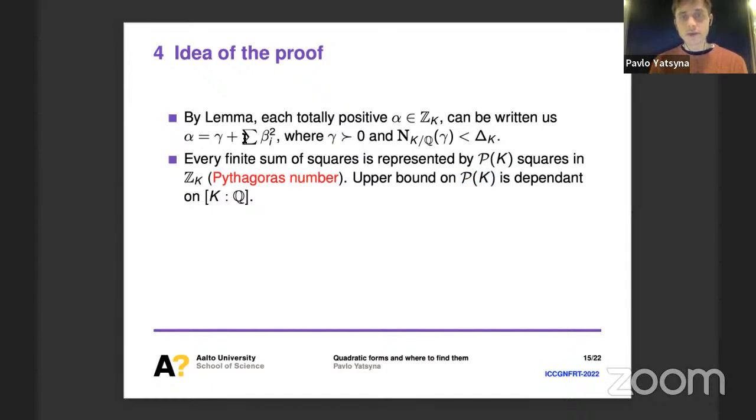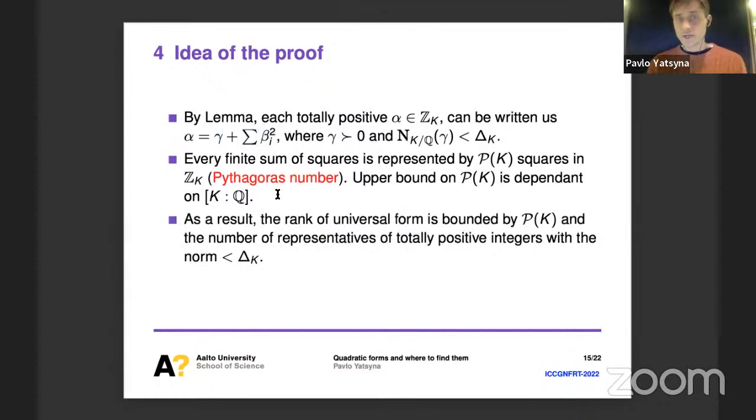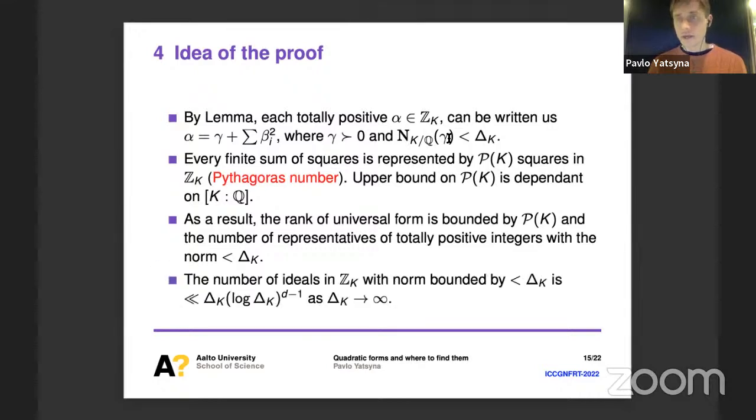Right, so essentially we can already bound the sum of squares which we have for representing any element alpha. So it just leaves us to deal with element gamma now. And what we need to do here is to find all the representatives of elements whose norm is bounded by the discriminant of our number field. To do that, we just count the number of ideals whose norm is bounded by the discriminant over a number field. And for that, we get exactly this bound, which is discriminant over K, log to the discriminant to d minus 1. And so we get it.